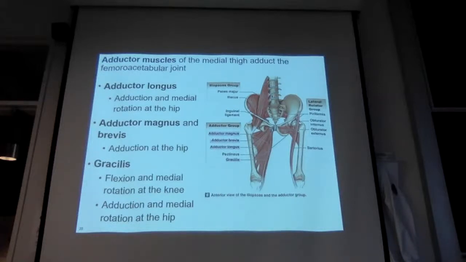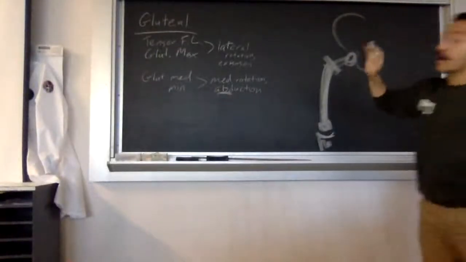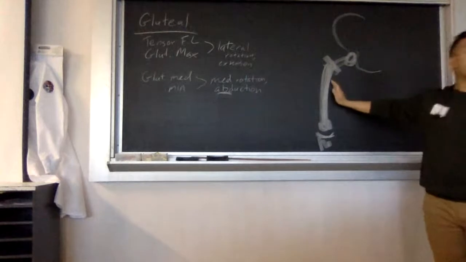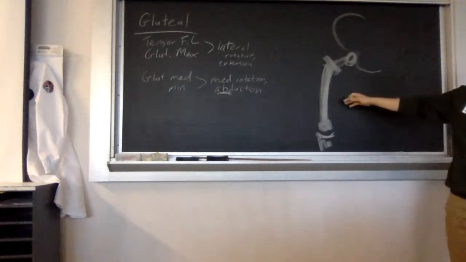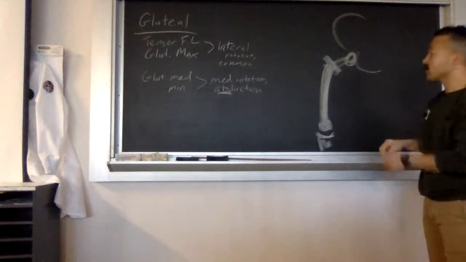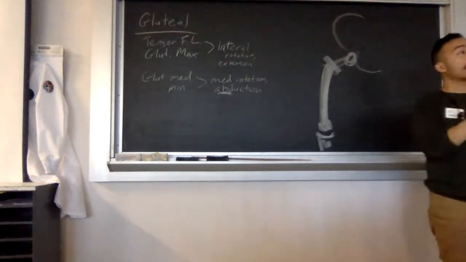Okay, I'm going to draw the right side. Here is the right femur. Your adductor muscles are attached to the medial part of your femur. The first one that I'll go over is Adductor Longus. It's a long muscle that adducts.